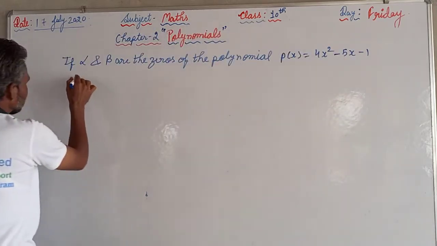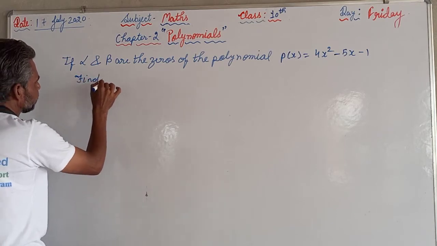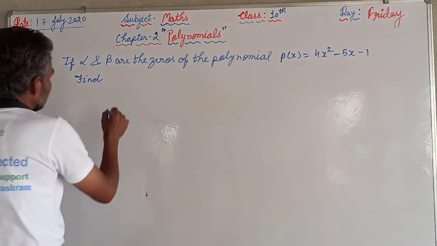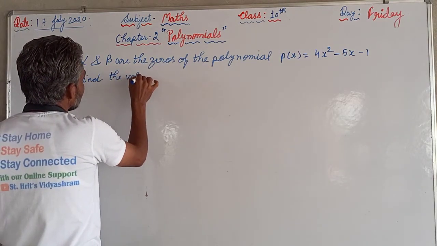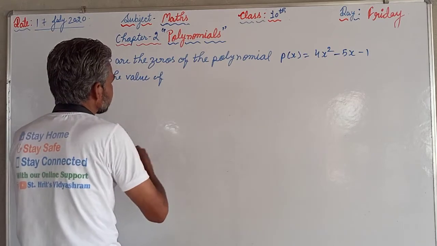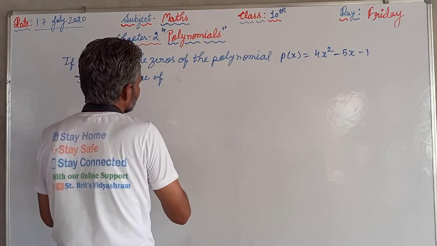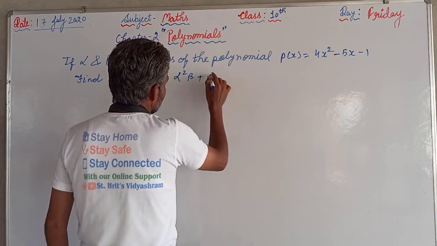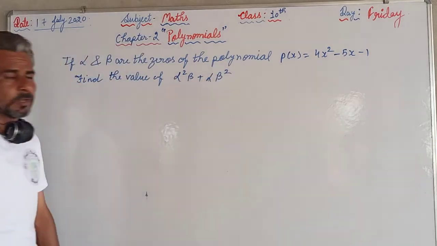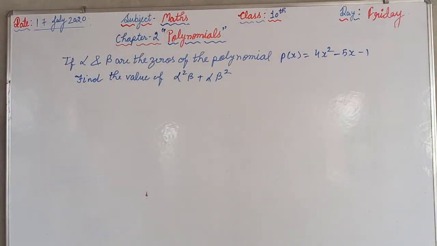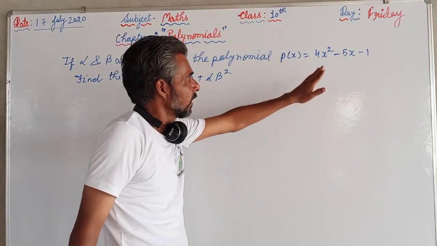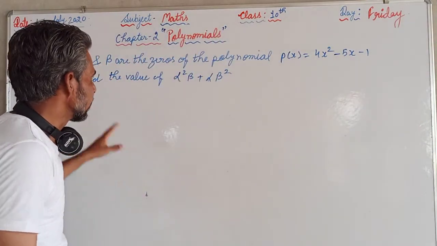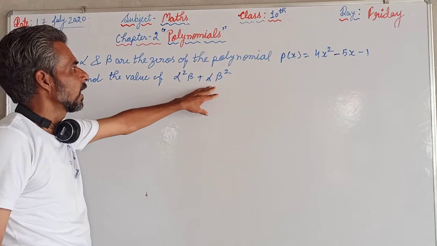Then we are supposed to find the value of alpha square beta plus alpha beta square. So the question is like that: the polynomial is given, 4x square minus 5x minus 1, and alpha and beta are the zeros of this polynomial, and then we are supposed to find the value of alpha square beta plus alpha beta square.